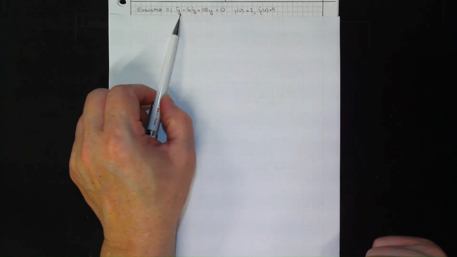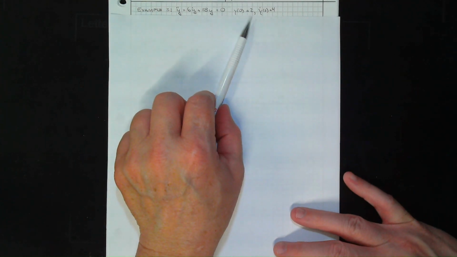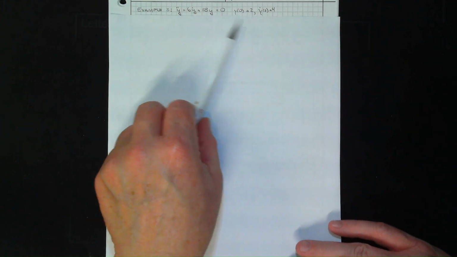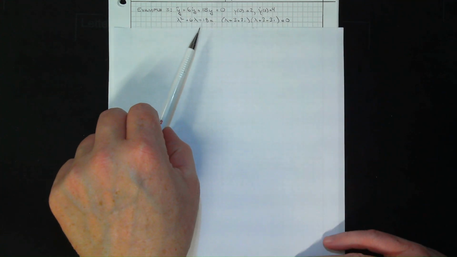All right, so here's our next problem. It looks a little bit similar, y double dot plus 6y dot, but now we've changed it from, I think the last one was 9y, to now 18y. We're still not going to have an input, so the same initial conditions.